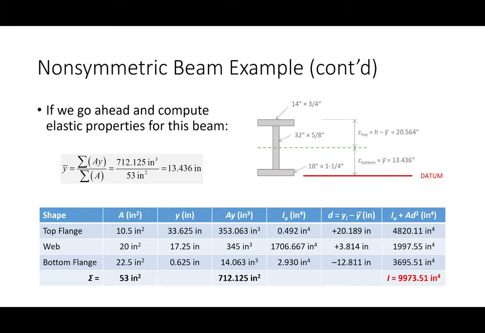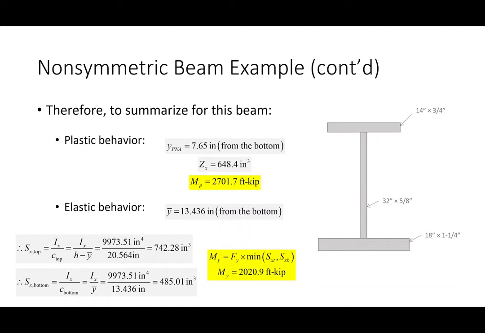We get a moment of inertia like this. So let's summarize everything. This stuff right here, this is what we just calculated. Now I'm saying that the PNA is 7.65. We got 6.4 because it was 6.4 from here. From the bottom, you add another 1 1/4, right?